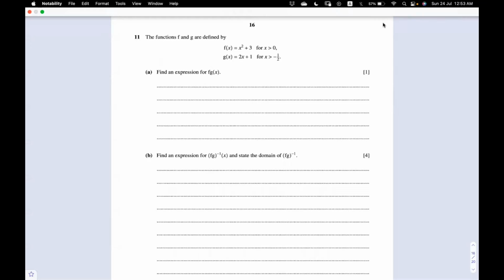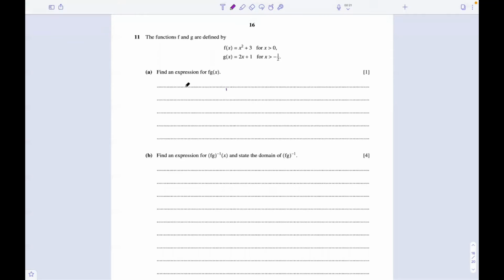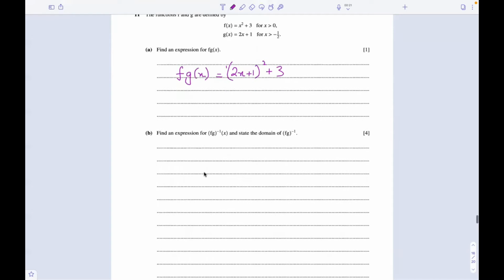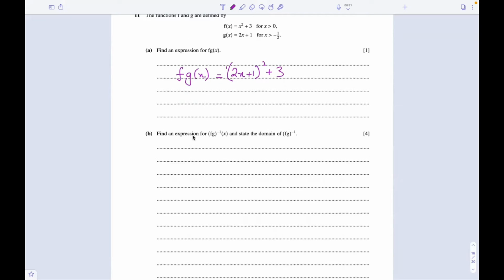In this question, we have two functions, and in the first part we have to find fg of x. To find an expression for fg of x, it means in the function f, we have to substitute the x with the function g. So fg of x will be written as x squared, so in place of x we'll put (2x + 1) whole squared plus 3, and this is an expression for fg of x. In the next part, we have to find an expression for fg inverse.